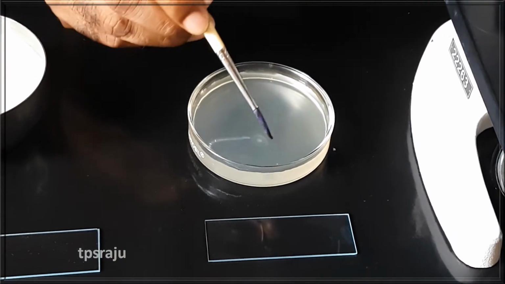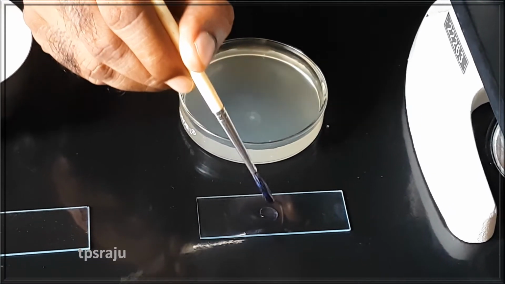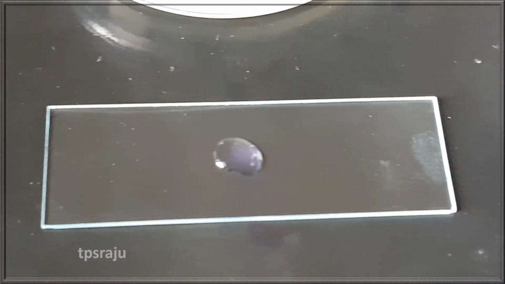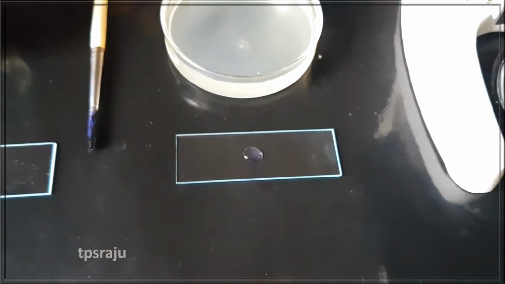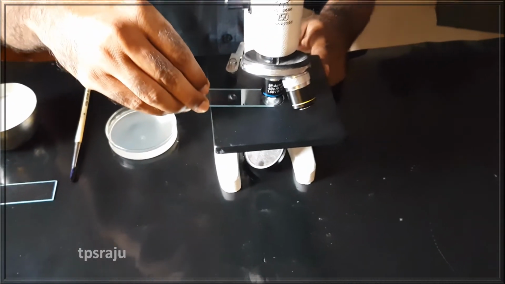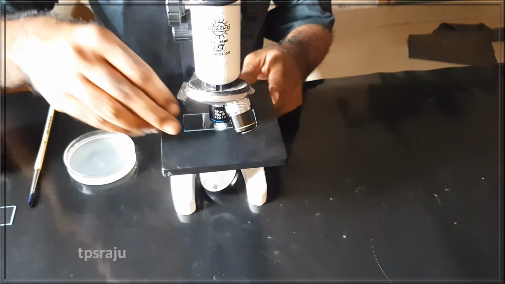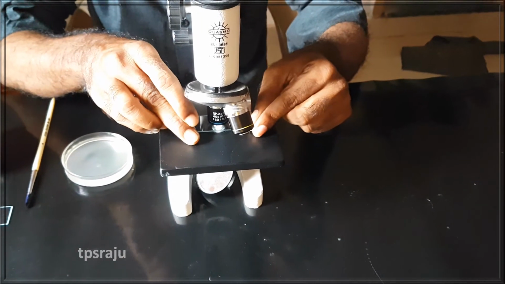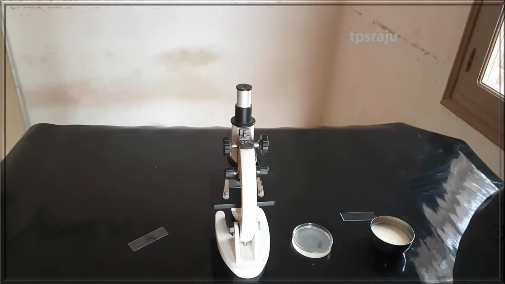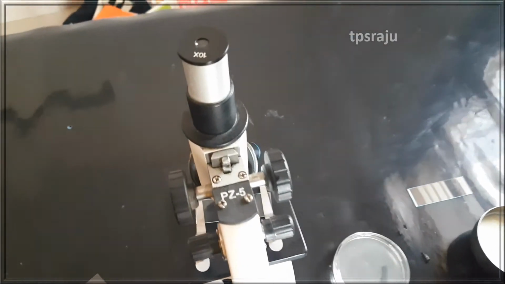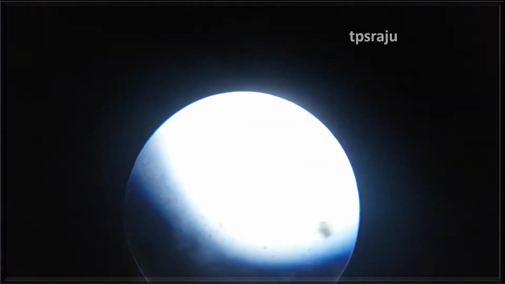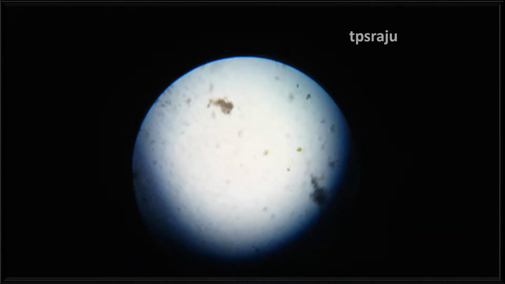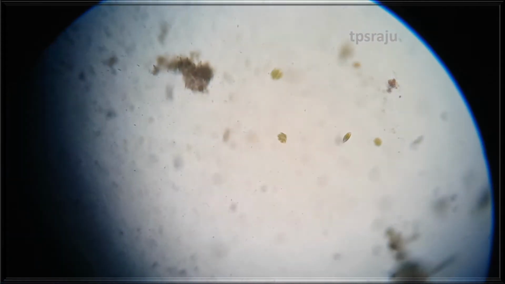Carefully observe here. Is there any living organisms appear in the pond water? No, we can't find any living things in the pond water. Let's observe pond water under the microscope. Wow! Now we are able to see so many living organisms in the pond water. These are nothing but microorganisms.